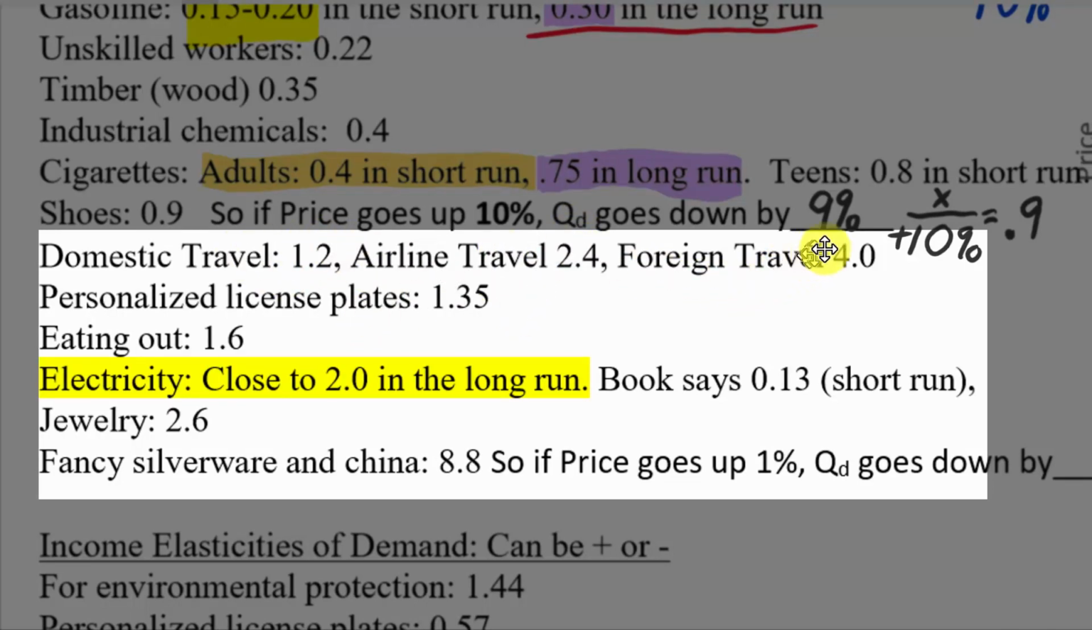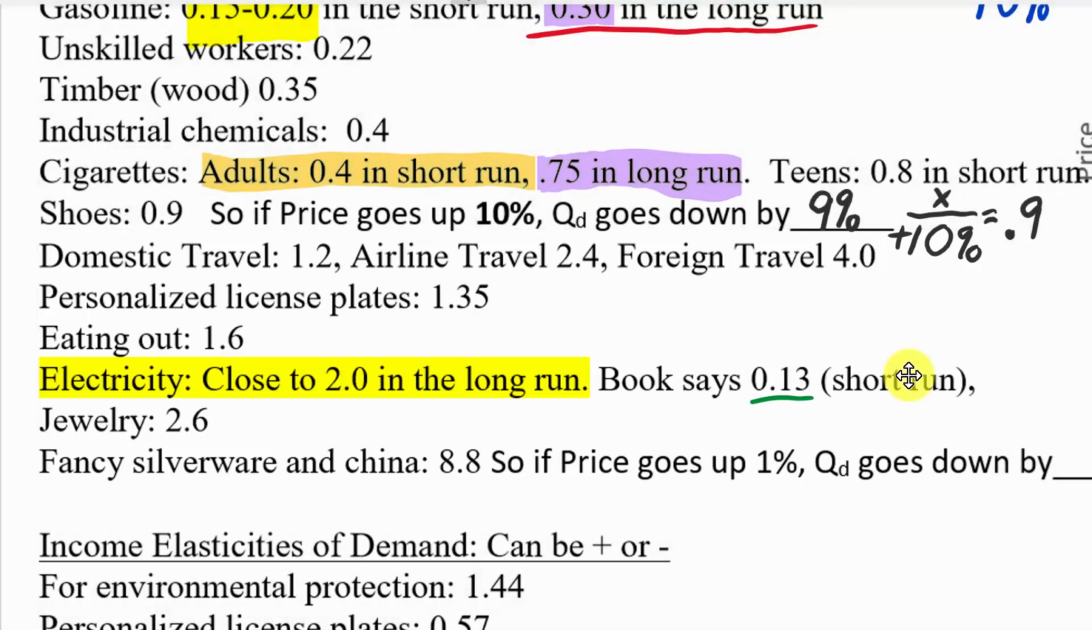Traveling on airlines, traveling to foreign countries, personalized license plates, eating out, electricity in the long run, although our textbook suggests that the price elasticity of demand for electricity is only 0.13. The number they're talking about is in the short run. If your price per unit of electricity goes up, tomorrow you're probably not going to react very much. You might not even notice that they've raised the per kilowatt hour rate for electricity on you for a while. And there's not a lot you can do about it.